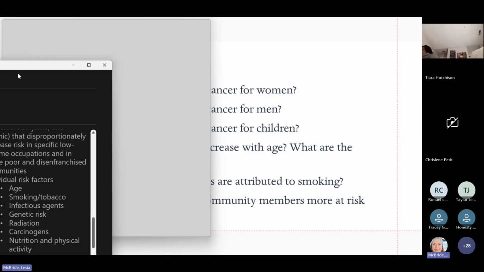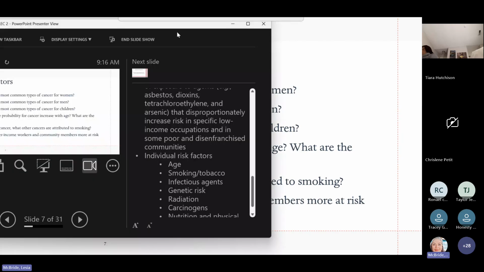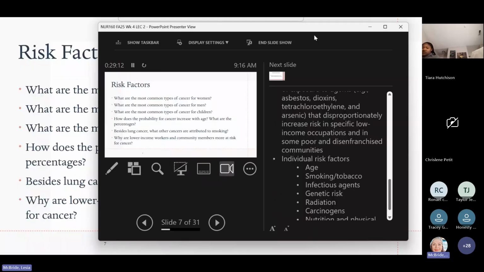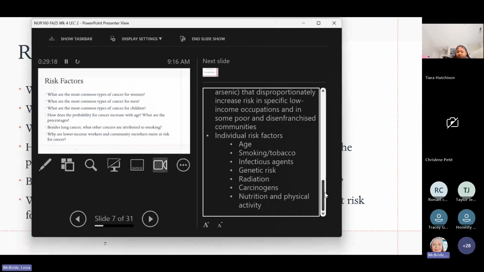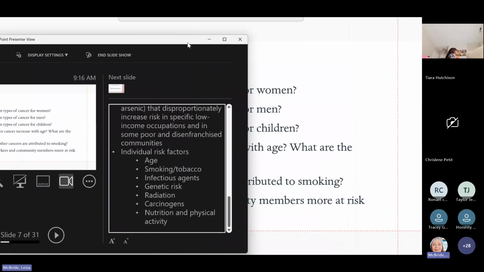So, I'm going to give you a little look at my notes here. Again, I'm going to put these in SurePath so you have access to them, so you can catch up with your note taking here for a little bit. So that's just what I said: age, smoking, infectious agents, genetic risk, radiation, carcinogens, and nutrition. Okay.